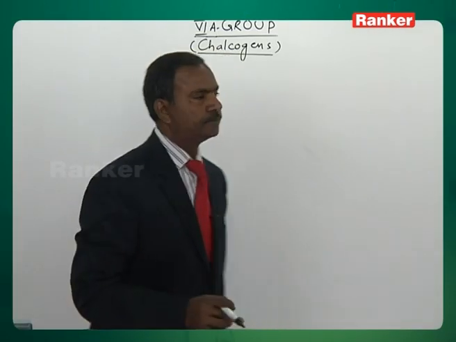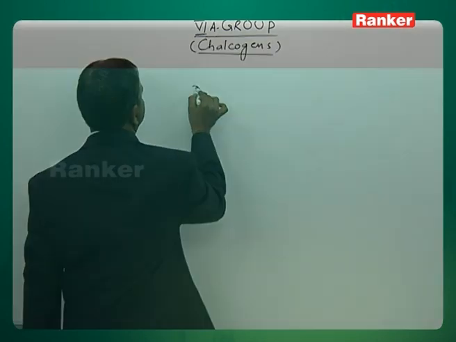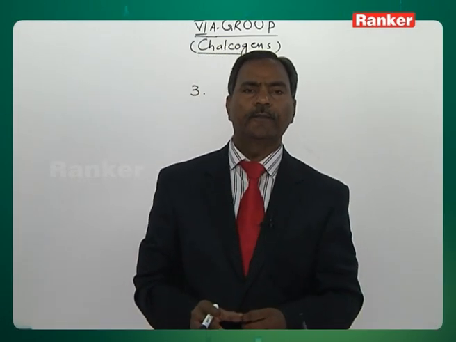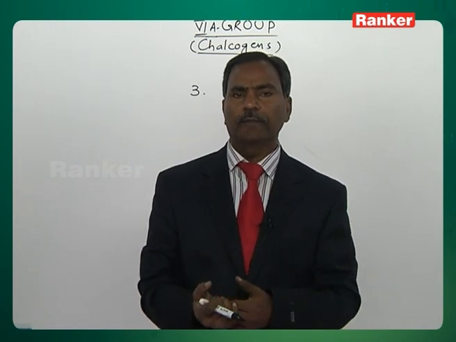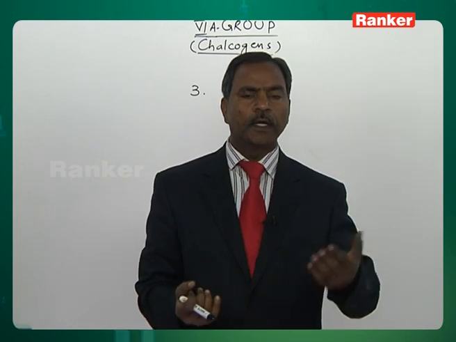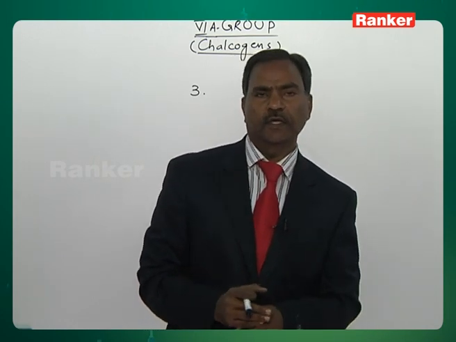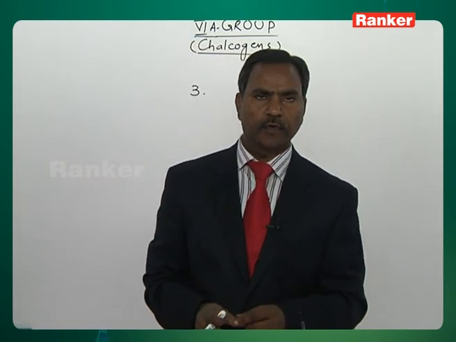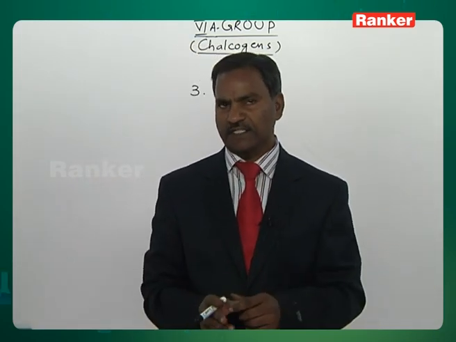Question number 3. Oxygen gas can be prepared from solid KMnO4 by dissolving the solid in dilute HCl, dissolving the solid in dilute sulfuric acid, treating the solid with H2 gas, or strongly heating the solid. Generally, KMnO4 on treating with HCl is converting into what? MnCl2 and KCl, etc. Dissolving in sulfuric acid, generally you are getting K2SO4, MnSO4. There is no formation of any oxygen.